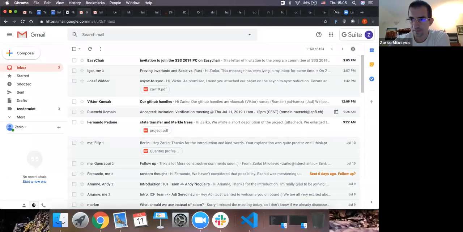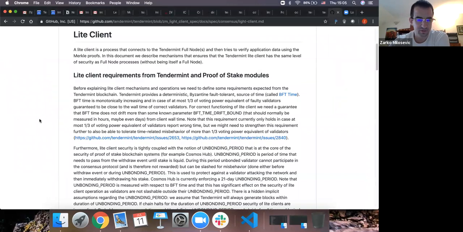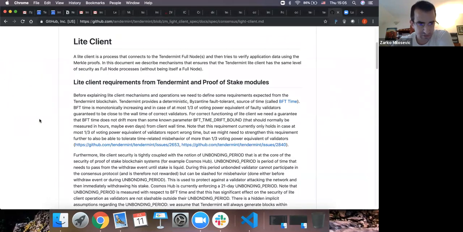Okay, so today we'll try to, again, I guess, bootstrap, I hope, a more focused discussion on light client. And so let me just share the screen. Okay, so I was trying to more or less summarize where we stand.